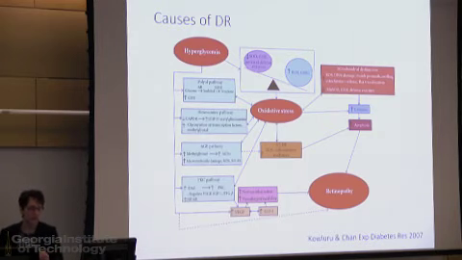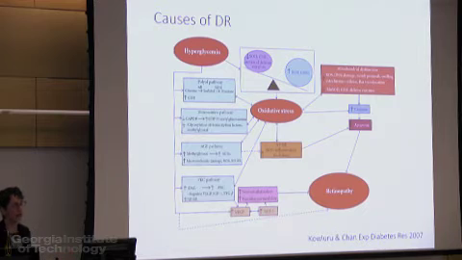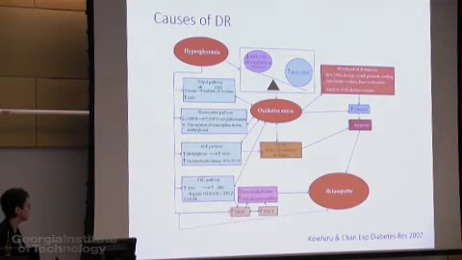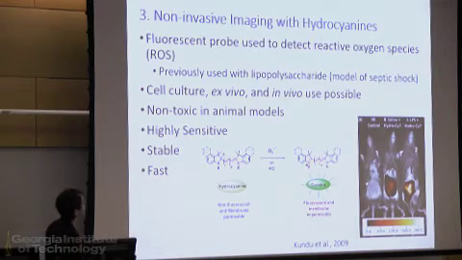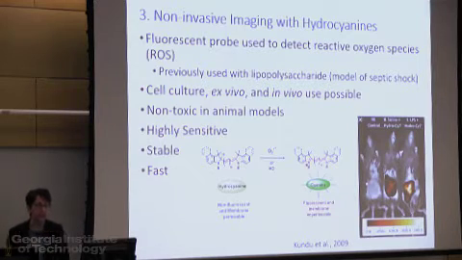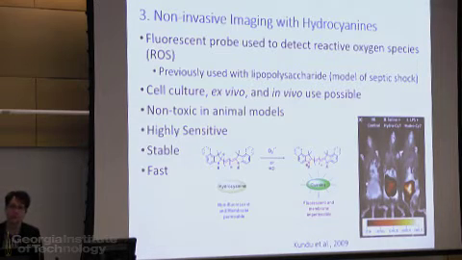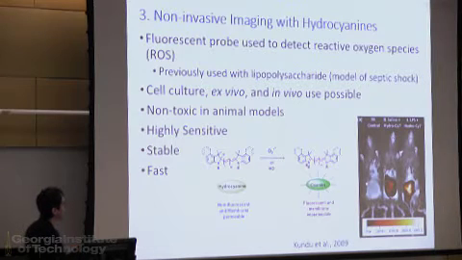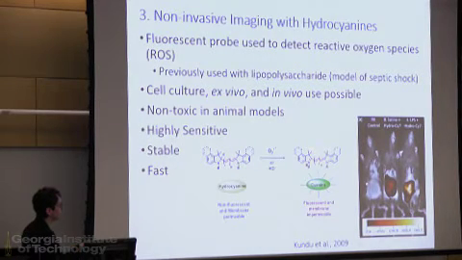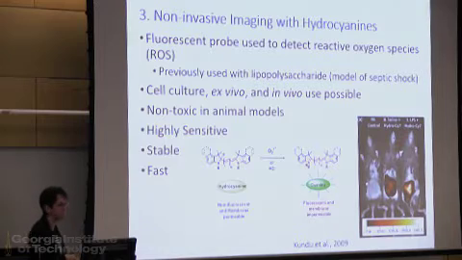So this is a really nice target to look at whether the disease process is actually occurring. In order to non-invasively image oxidative stress, we've been using molecules called hydrocyanines. This is a fluorescent probe that can detect reactive oxygen species. It is non-fluorescing, and then when it binds to reactive oxygen species, it will fluoresce, and it becomes membrane impermeable.